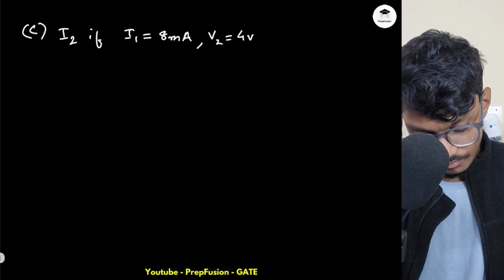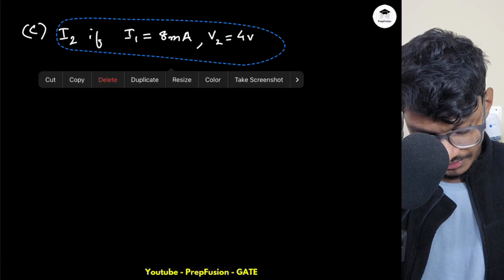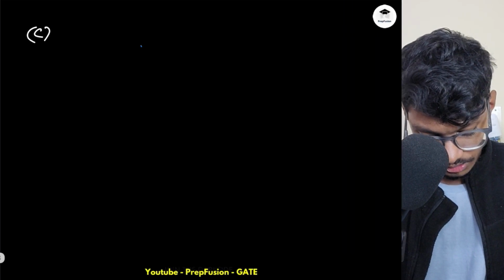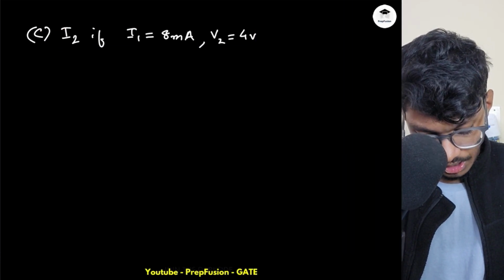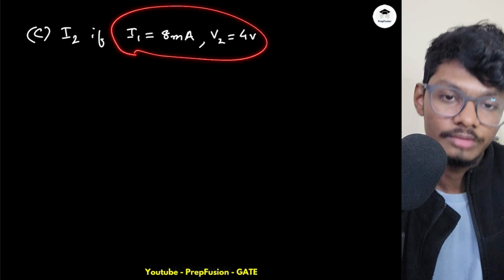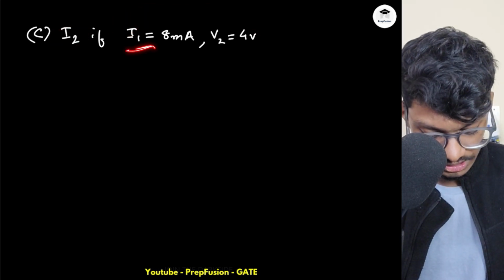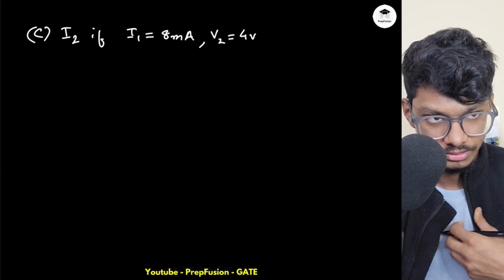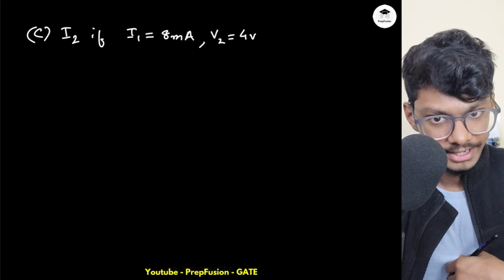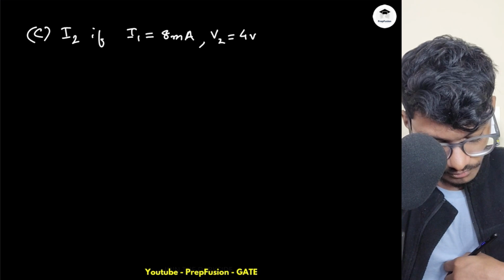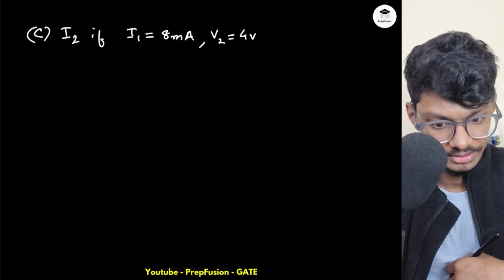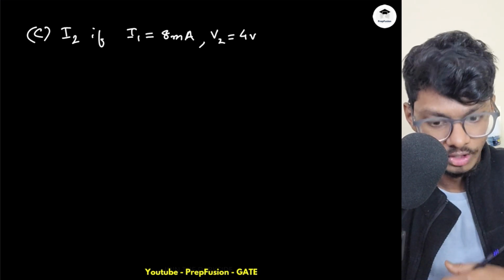Because they have given me I1 and V2. Okay, they have given me I1 and V2 and they want me to compute I2. So this is basically what? This is the H parameters, if you remember. But we don't know the H parameters. So we have to make do with the Z and Y parameters.